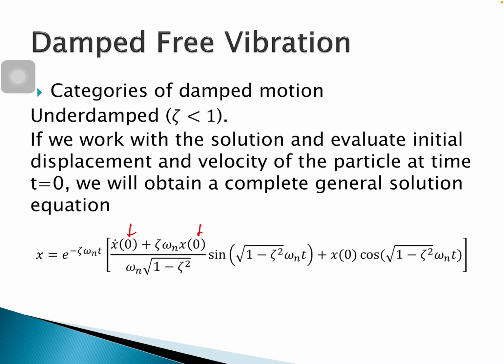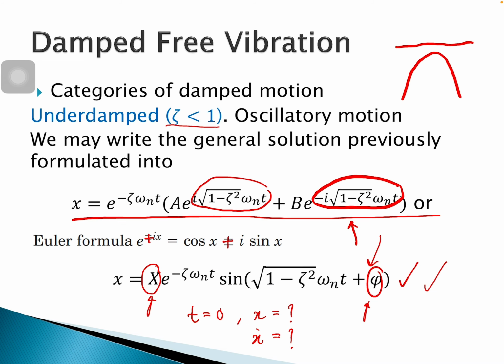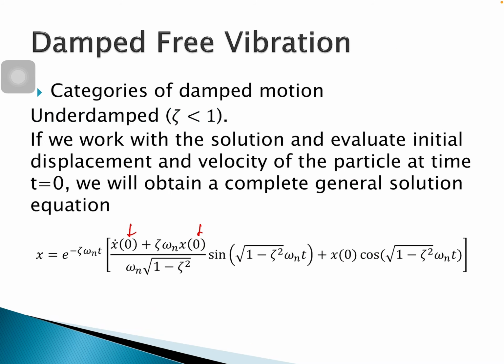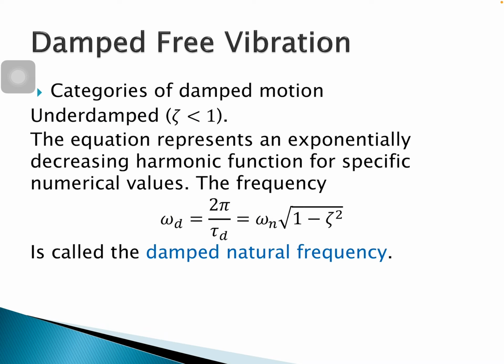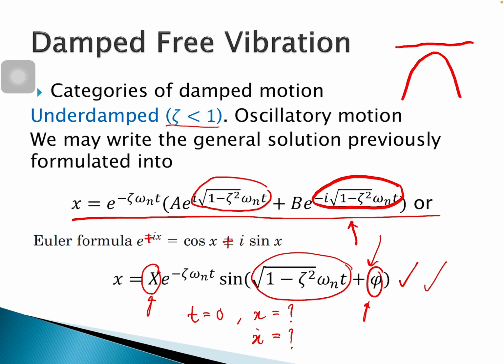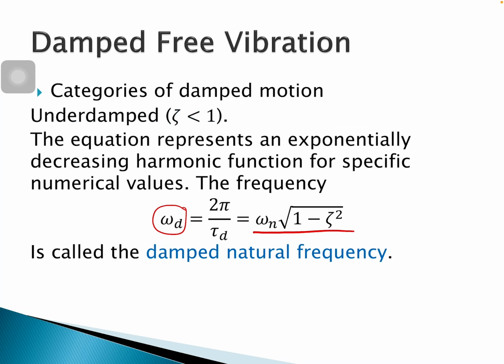So for the frequency, we can replace this component with omega d. So omega d is equal to omega n multiplied by the square root of 1 minus zeta squared. So this is equal to this one. And this is called the damped natural frequency. So we have the natural frequency, and if we have a damper, we can calculate the damped natural frequency.